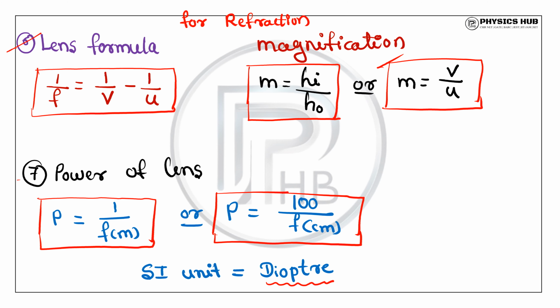Next is power of a lens. Power is defined as power is equal to 1 divided by focal length. If the focal length is given in meter, then use this formula. If the focal length is given in centimeter, then use this formula. The SI unit of power is diopter, and power is inversely proportional to the focal length. If the focal length increases, the power decreases, and if the focal length decreases, the power increases.